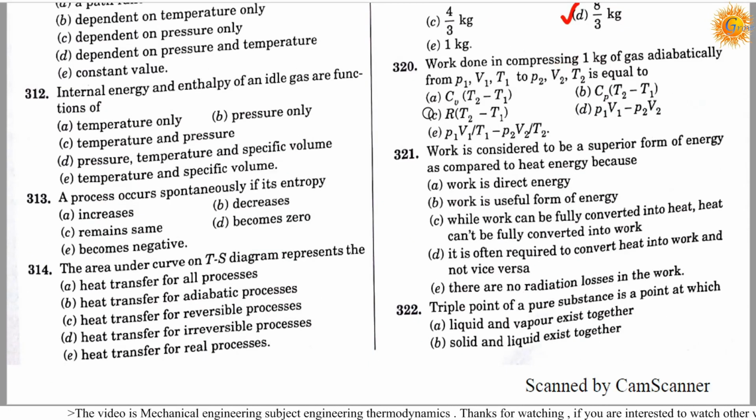Question number 320. Work done in compressing 1 kg of gas adiabatically from P1 V1 T1 to P2 V2 T2 is equal to: option A, CV into (T2 minus T1); option B, CP into (T2 minus T1); option C, R into (T2 minus T1); option D, P1 V1 minus P2 V2; and option E, P1 V1 upon T1 minus P2 V2 upon T2. So the correct answer is A.